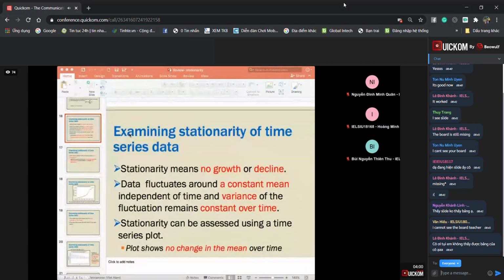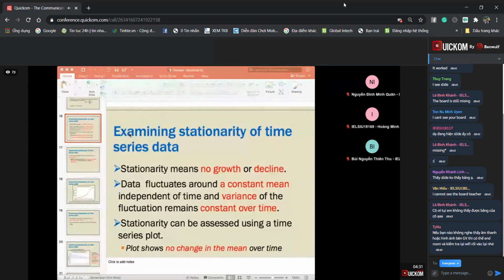But how can we recognize whether your data is stationary or non-stationary? First, let me review stationary. If stationary, you look at the plot. You can see that your data has no growth or decline, and the mean and variance are constant. They do not change over time.